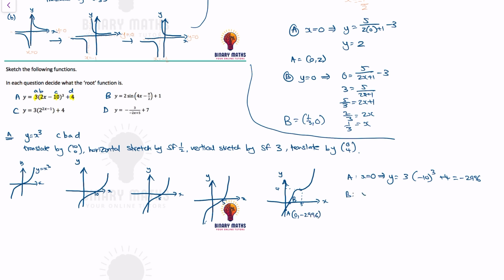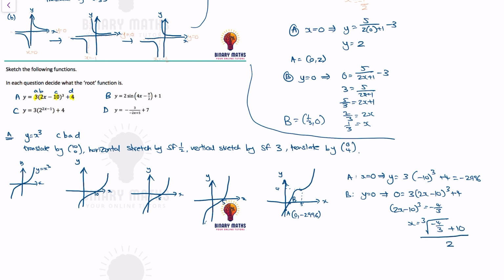At B, we know y is equal to 0, which implies 0 is equal to 3 times 2x minus 10 cubed plus 4. If we rearrange it, I get 2x minus 10 all cubed is equal to minus 4 over 3. I'm just going to rearrange in multiple steps. So that means I'm going to get minus 4 over 3 cube rooted first. Then I need to add 10. Then I need to divide by 2.